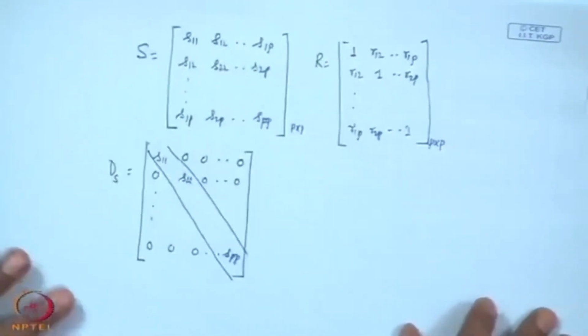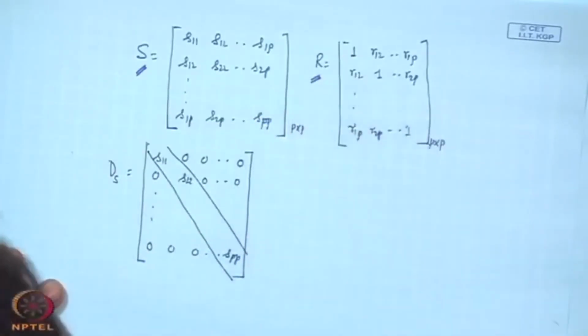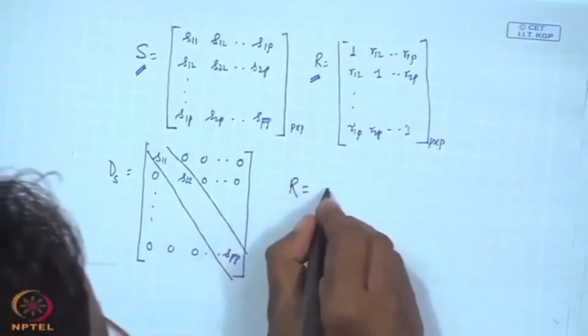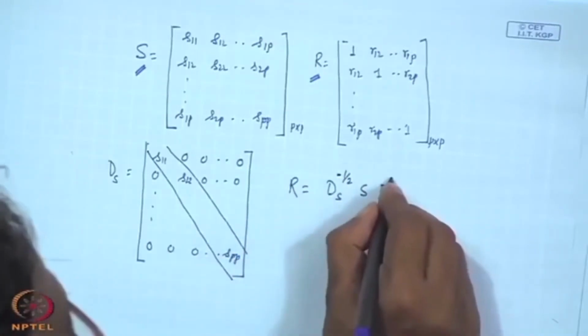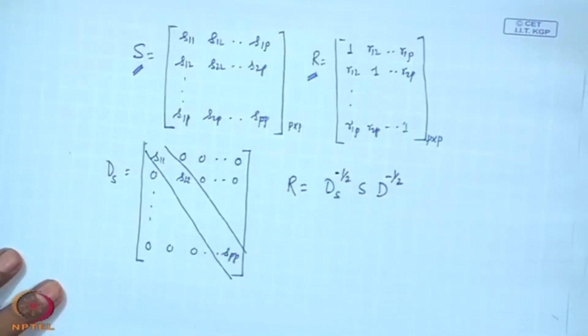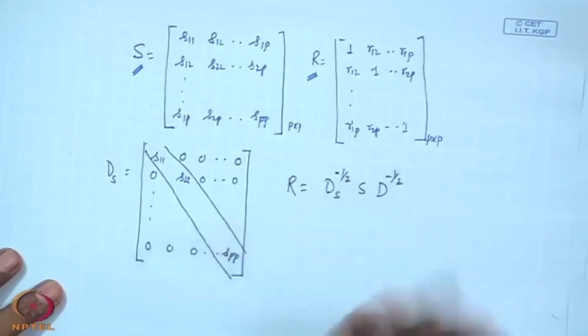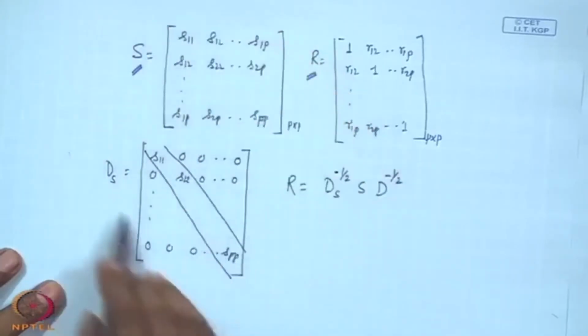If you create it like this, then suppose you know S, you can with one click find out that R is DS to the power minus half, S, DS to the power minus half. If you use MATLAB, it will straight away calculate all those things from the data, but suppose you want to do the conversion by hand, even in Excel you can do this. Getting me? What you are doing?